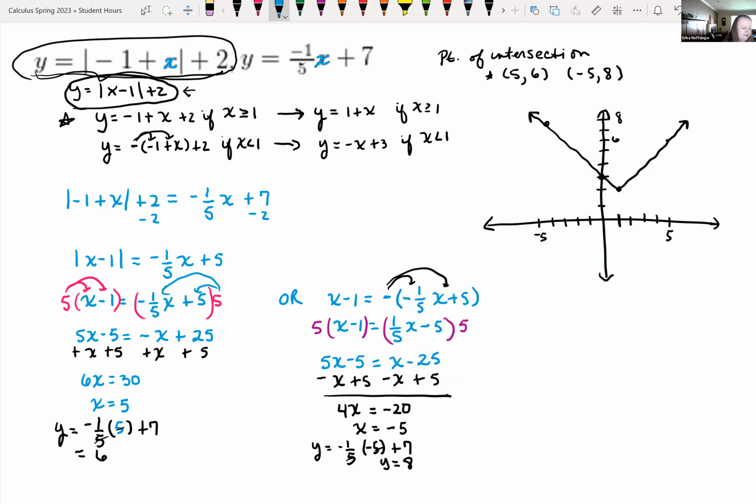And my other graph is y equals -1/5 x plus 7. Well, that's a line. It's in slope intercept form. I know my y-intercept is 7, just looking at that. We actually found that our points of intersection were (5, 6) and (-5, 8). So we have those other 2 points. We know that this is a line. So what we're trying to find in here is this area bounded between these 2 curves.